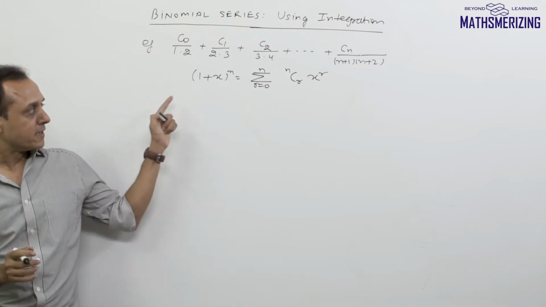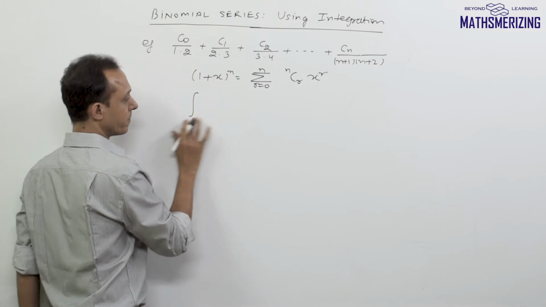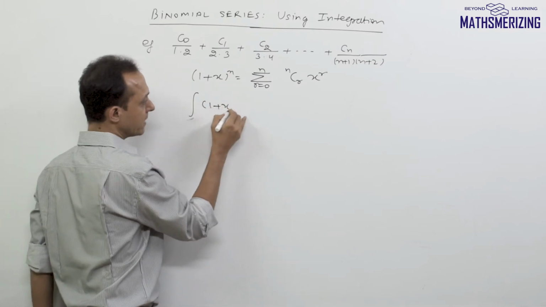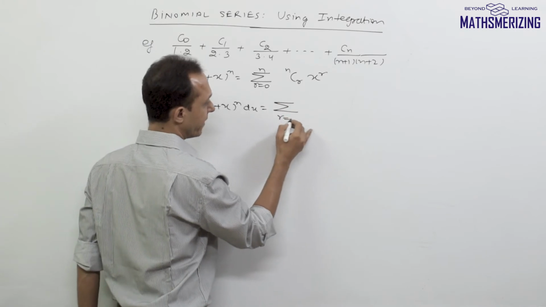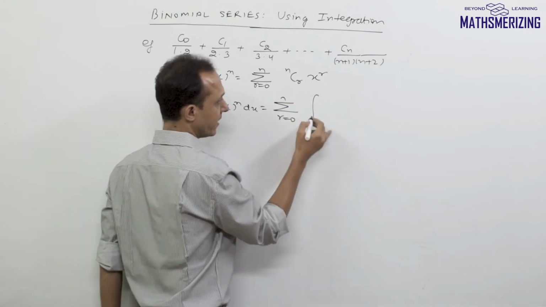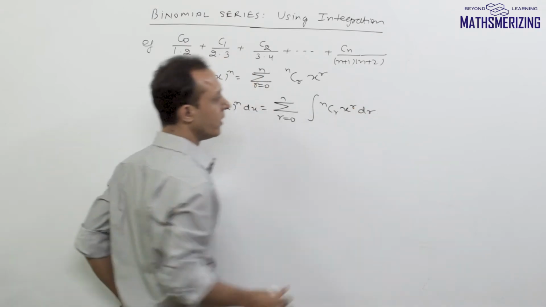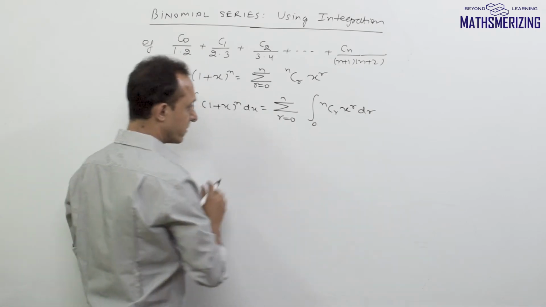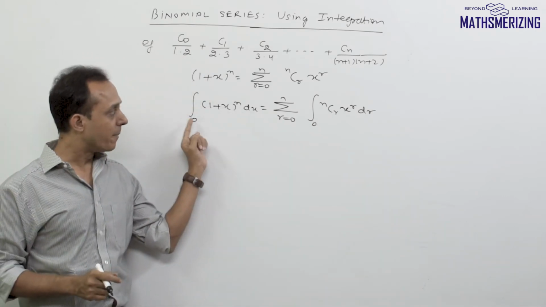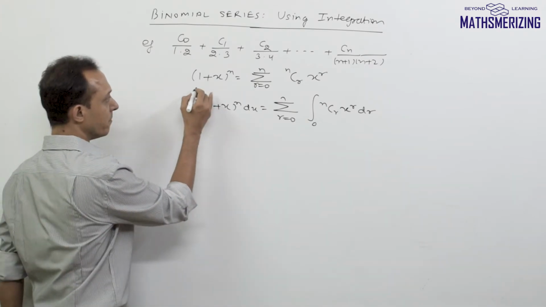Now I'll integrate left hand side and right hand side. So if I integrate it, I'll get integral of (1 plus x) to the power n into dx, and then it'll be integral of r varies from 0 to n, and then integral ncr into x to the power r into dx. Now I'll take the lower limit as 0, and I'll still need the upper limit to be variable. So I'll choose some variable, maybe y.